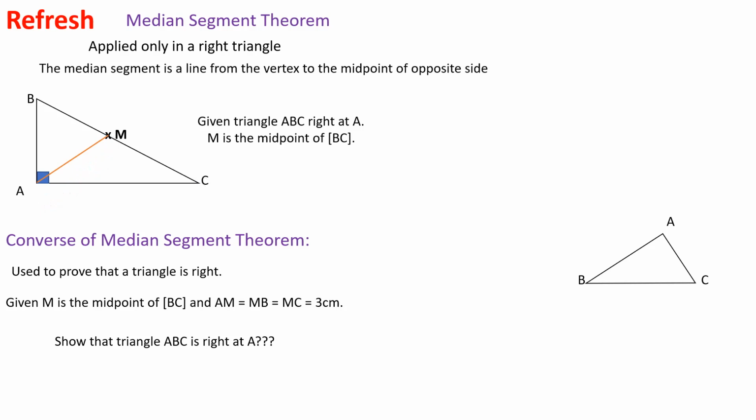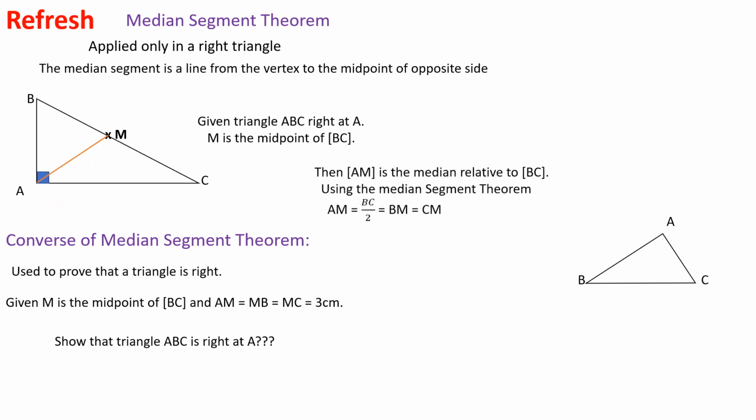So we say, using the median segment theorem, AM is equal to side BC over 2. This is the median segment theorem. So I have the length of BC, for example, 6 centimeters. So I say AM is equal to 6 over 2, then AM is equal to 3 centimeters. And since, as you know, M is the midpoint of segment BC, then AM will be equal to MB will be equal to MC. We have the converse of the median segment theorem.